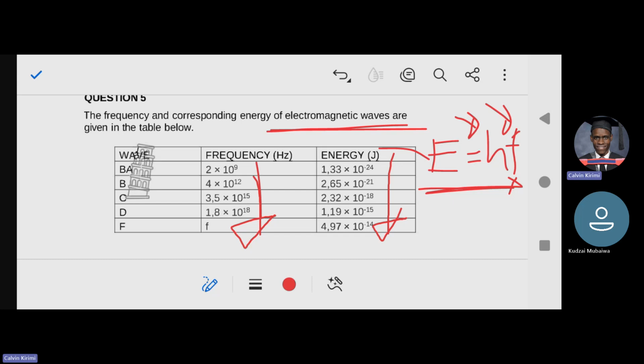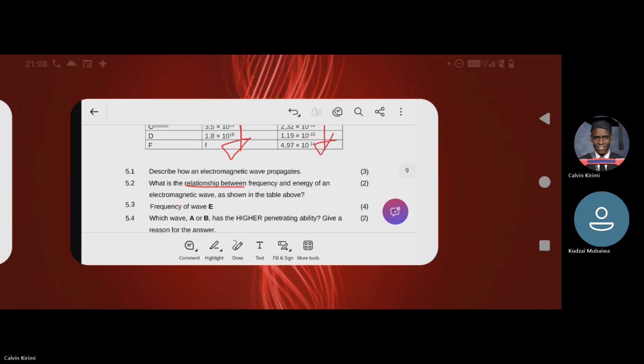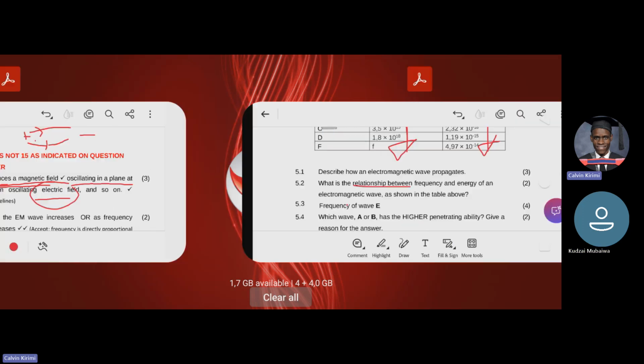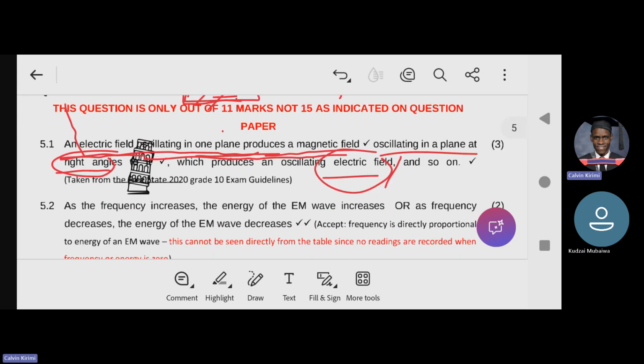So what is the relationship? What can you say? If the energy is increasing, the frequency also increases. That's right. And on their model answer, they are saying: as the frequency increases, the energy of the electromagnetic wave increases. That's what you are supposed to do.